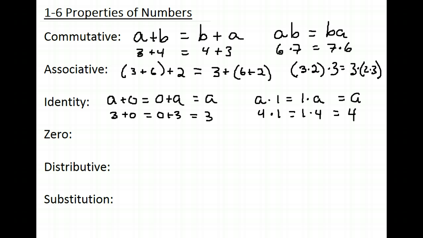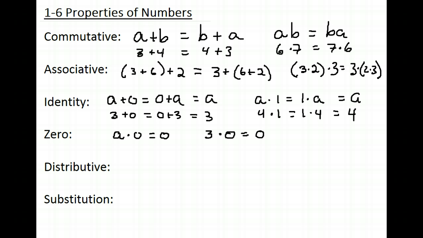Now let's talk about the 0. The 0 property for addition, there is not a 0 property. This one is only multiplication. And it says any number times 0 is 0. So if we have A times 0, that will be 0. Or if we have 3 times 0, that will be 0. So that is the 0 property of multiplication.